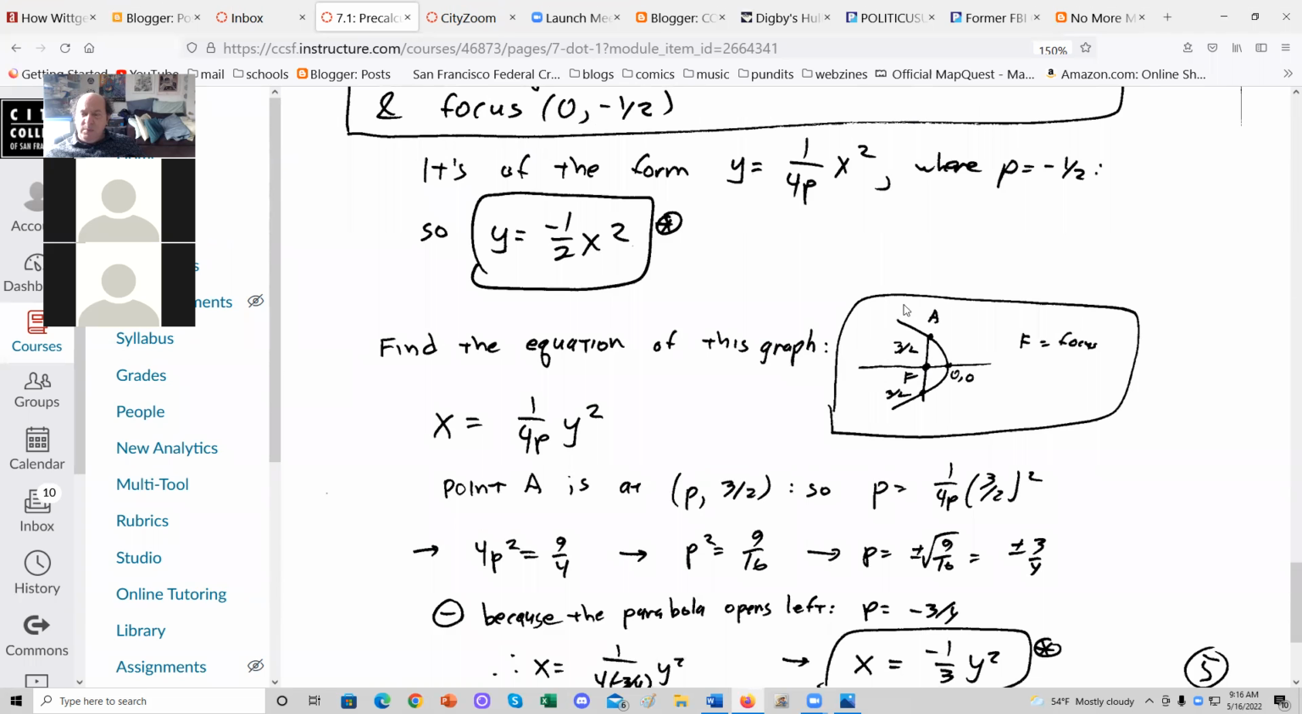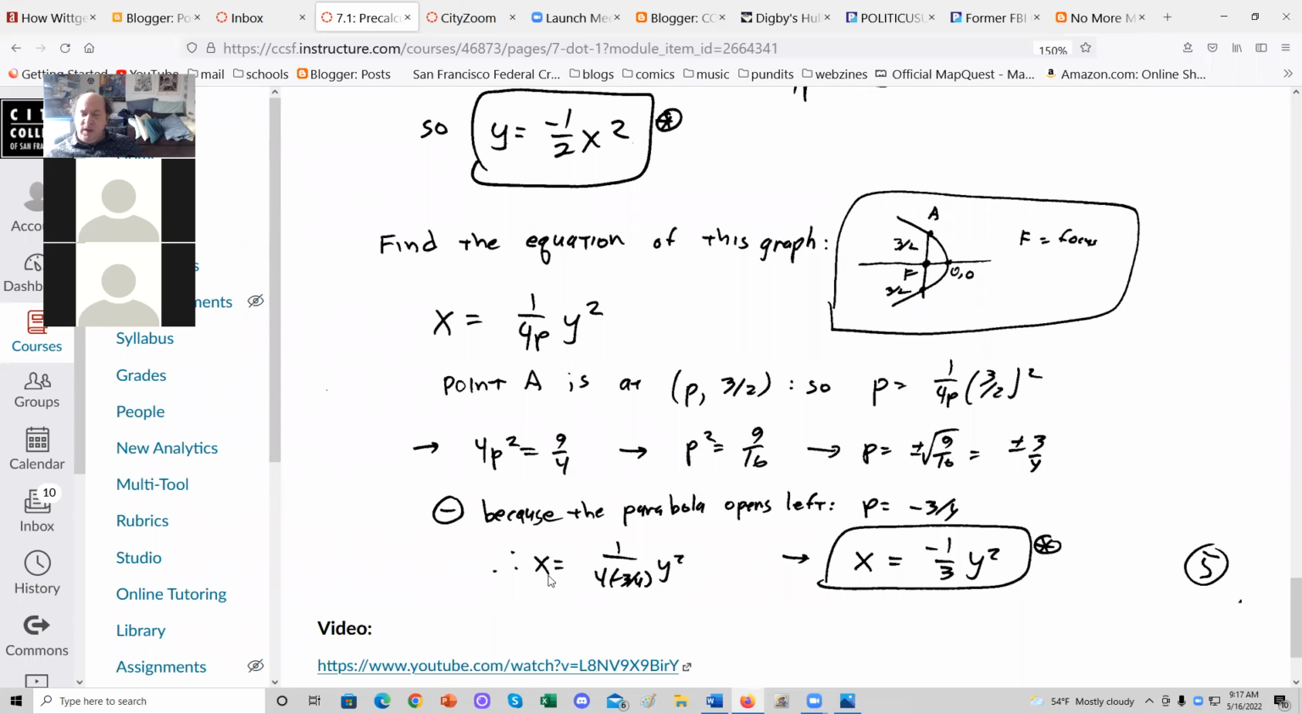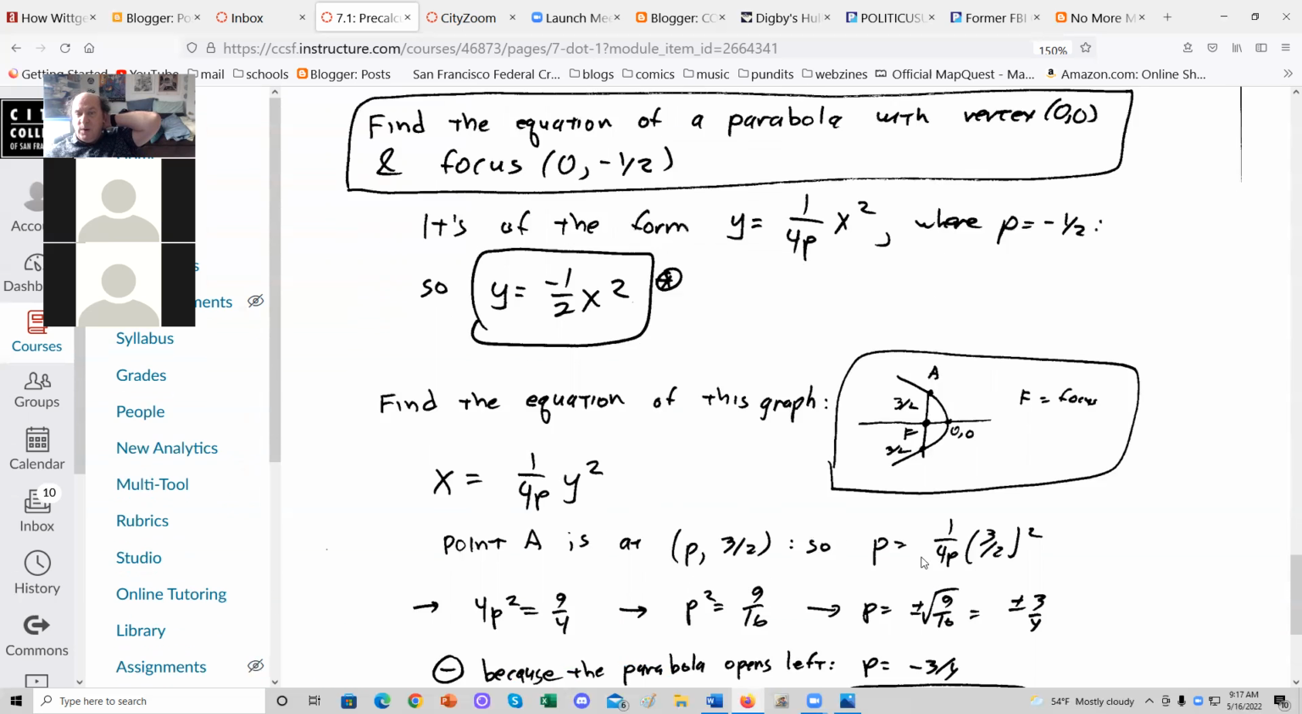So, okay, point A is point p by 3 halves. So p equals 1 over 4p times 3 halves squared. So after a little bit of calculating, p squared is 9/16. So p is plus or minus 3/4. Since it's opening to the left, p is negative, so p is negative 3/4. So x equals 1 over 4 times negative 3/4 y squared. After some cancellation, x equals negative 1/3 y squared.